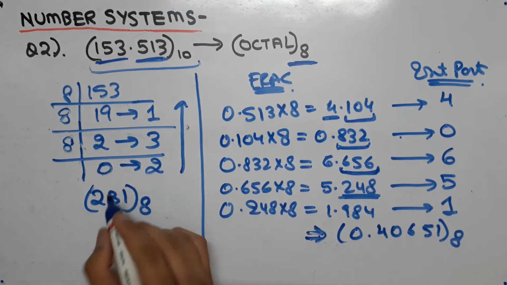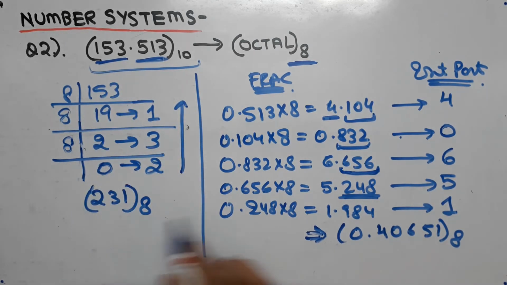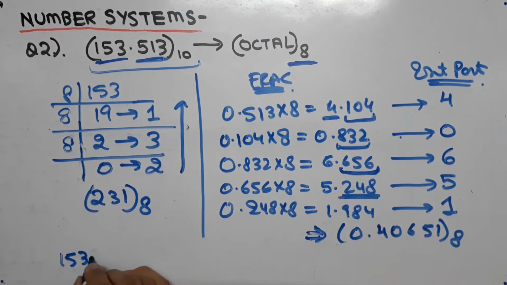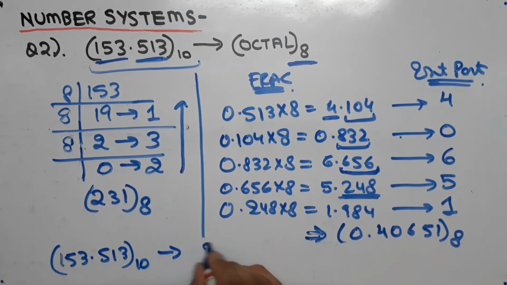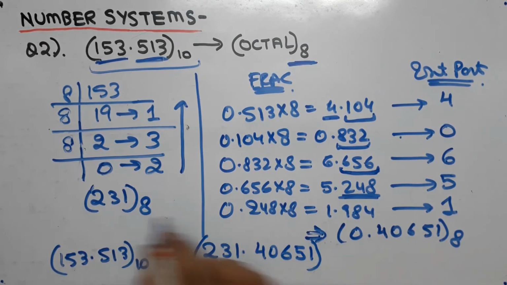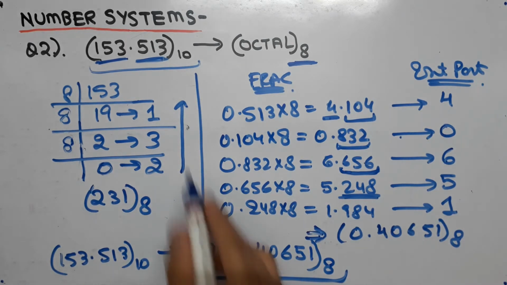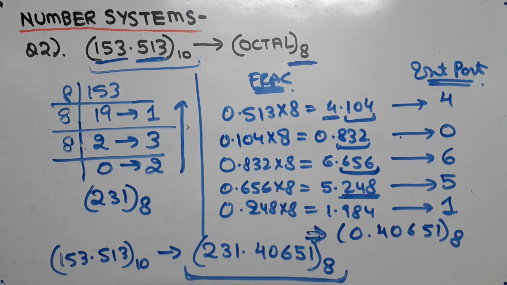Now we are going to add the octal form of the integral part that we found out before to the octal form of the fractional part. That is, we will get the answer of 153.513 in octal form as 231.40651. That is, we have simply added these two with base 8. So guys, this is our final answer. That is, we have converted this decimal number into its octal form.